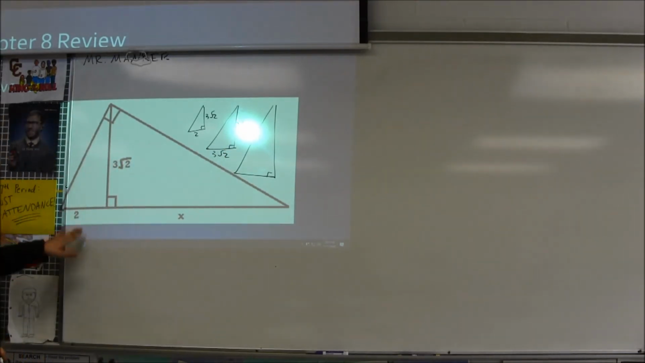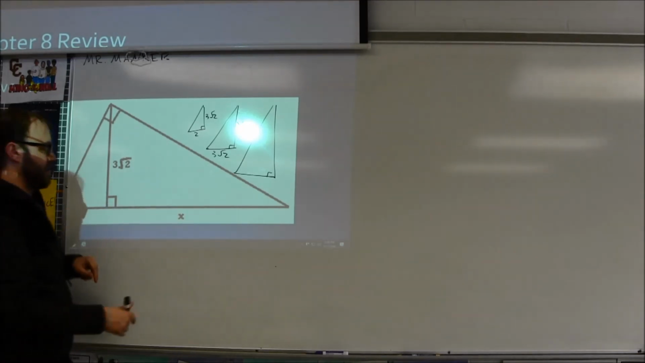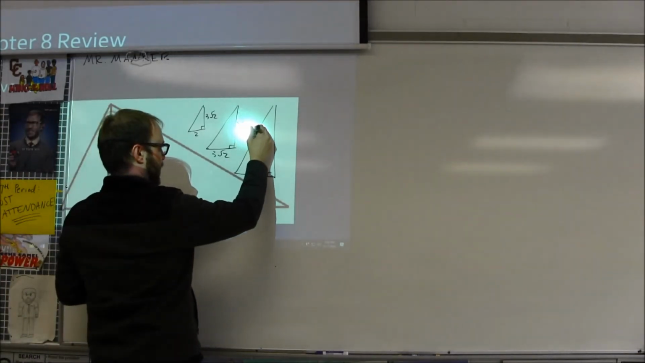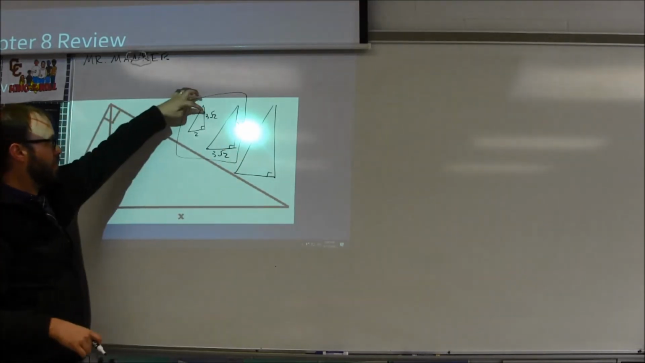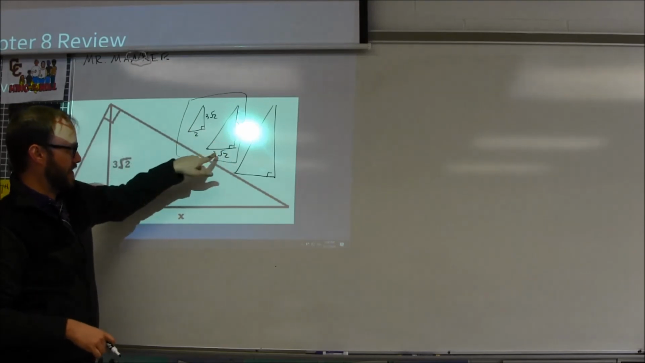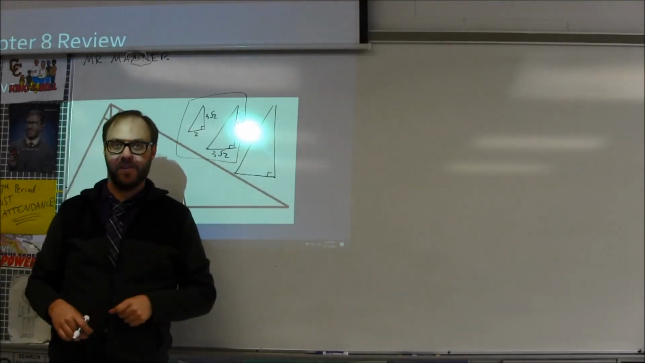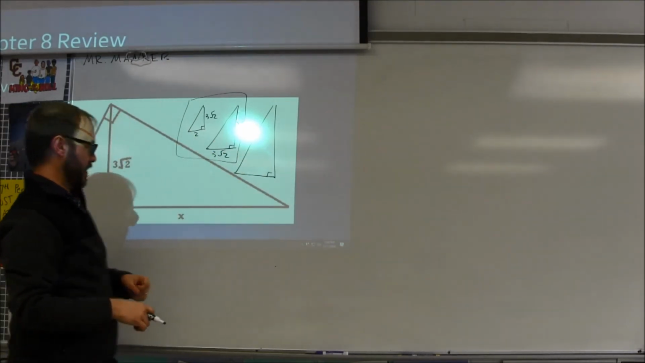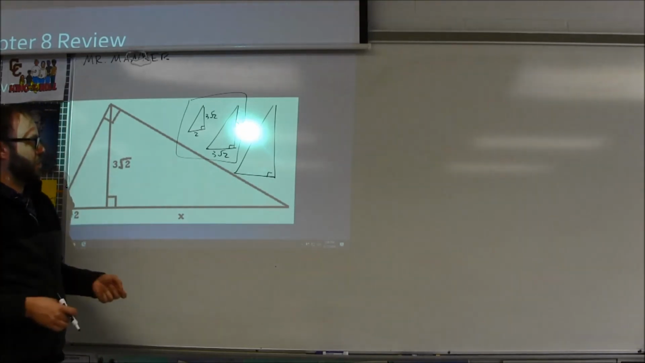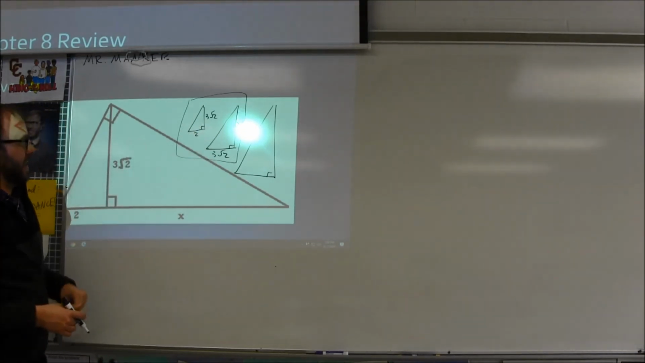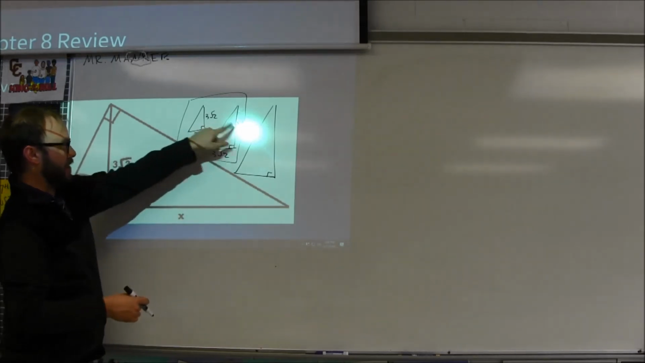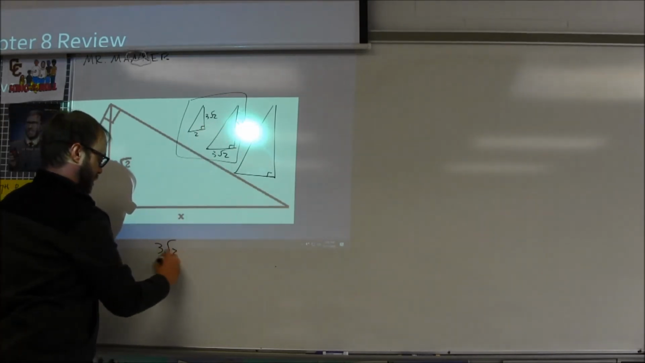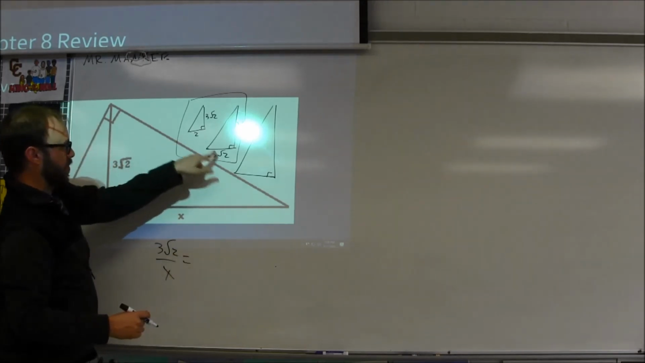Okay, the big triangle, we only know one side. The big triangle's hypotenuse is x plus 2. Okay, these two triangles both have the legs matching up, okay? We don't have enough information on that third triangle to make a proportion. So, basically we match up the proportions between these triangles and we're done. We could do 3 radical 2 over x is equal to 2 over 3 radical 2.